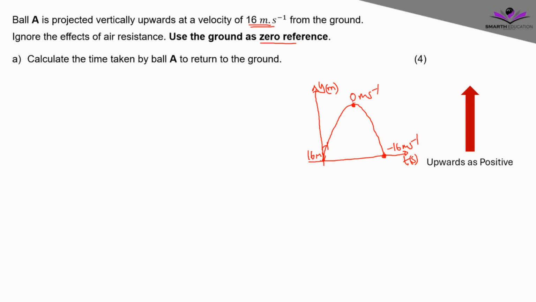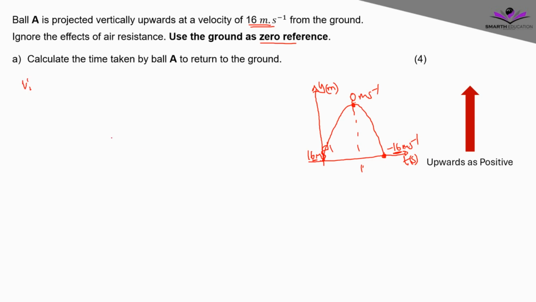Right. So now there are two ways of doing this. We can use this half, the time symmetry. Also, we can use this one. I'll show you first with initial velocity of 16 meters per second and final velocity of negative 16 meters per second. Then the other one I'll show you with the 16 meters per second as the initial velocity, and the final velocity being the one at the maximum height.